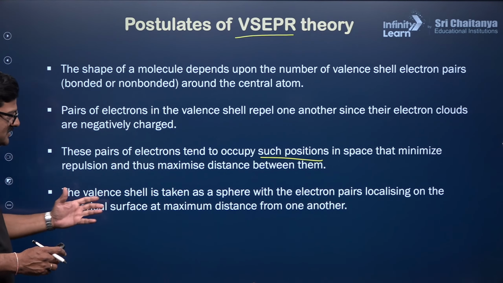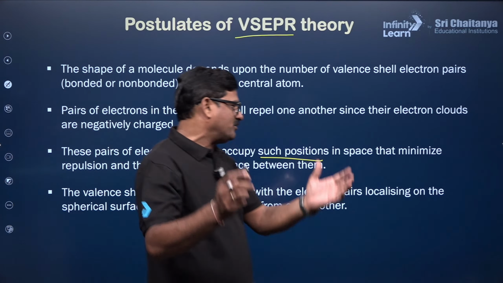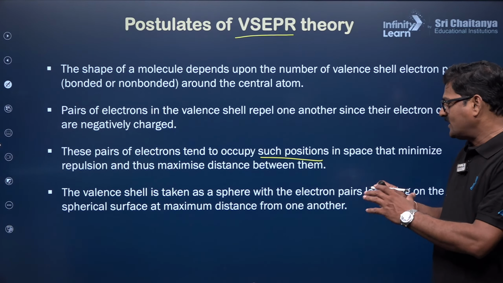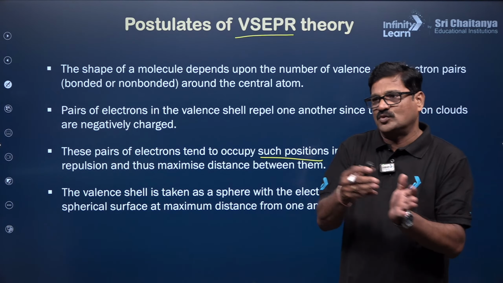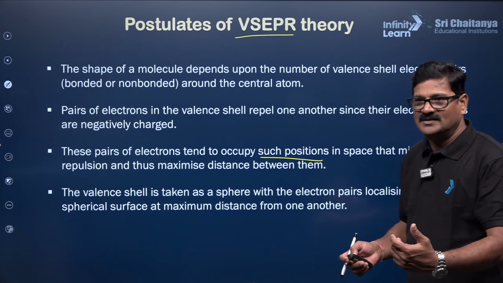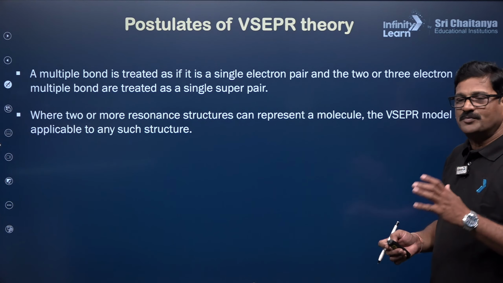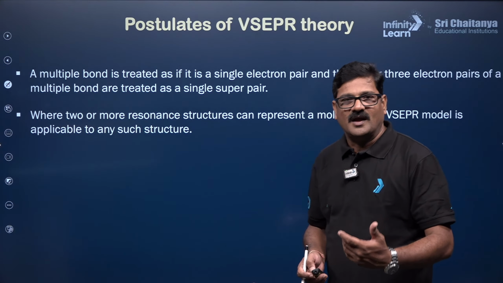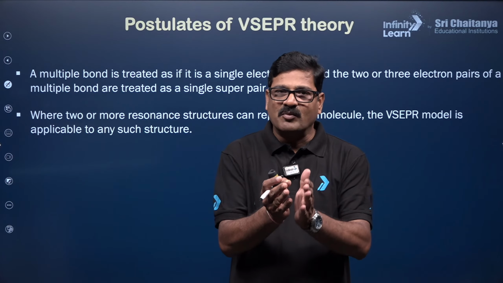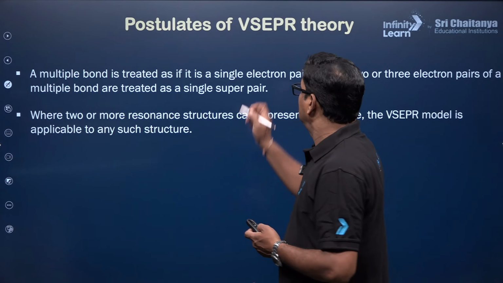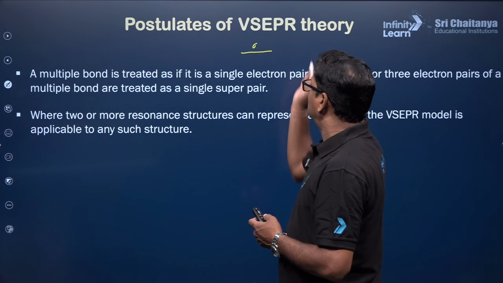And so the valence shell is taken as a sphere of the electron pairs localized on the central atom. So it has a maximum distance from one atom to another atom. So when they make a repulsion, right? They are going to have multiple bonds, or a sigma bond and a pi bond. If you say a single bond, it is called one sigma bond. There are two bonds, so one bond is said to be a sigma bond.